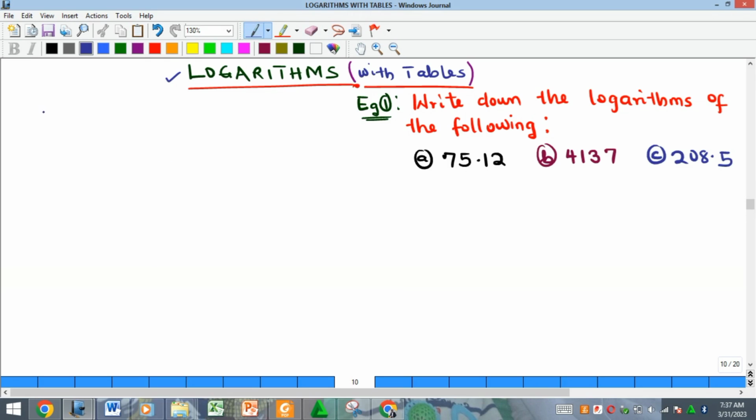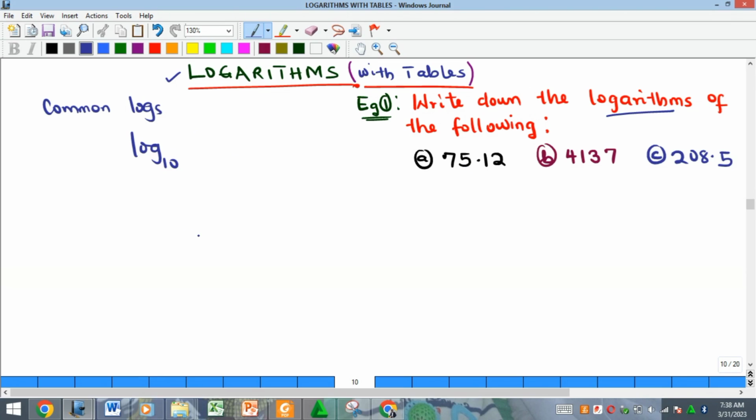Please take note that what we want to study here are common logarithms. And what do we call common logarithms? These are logarithms of numbers to base 10. For any one that we are asked, for instance, this example says we should find the logarithms of the following. Please take note that these are logarithms to base 10, so we call them common logarithms.